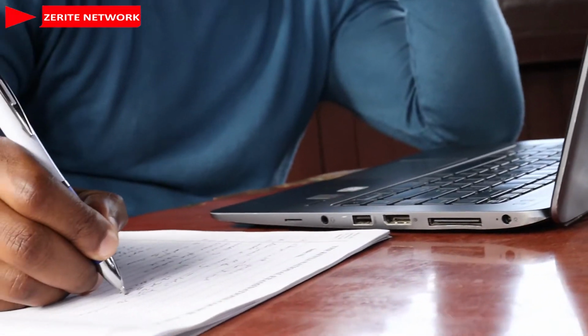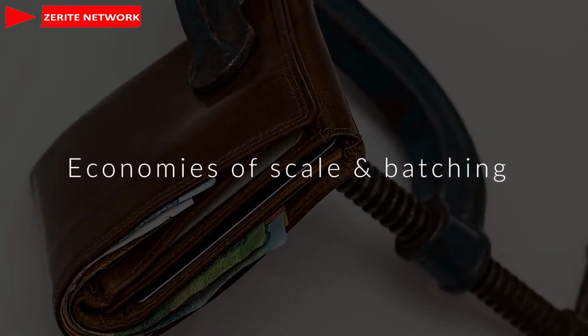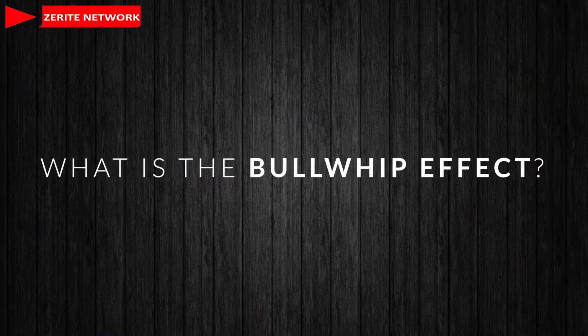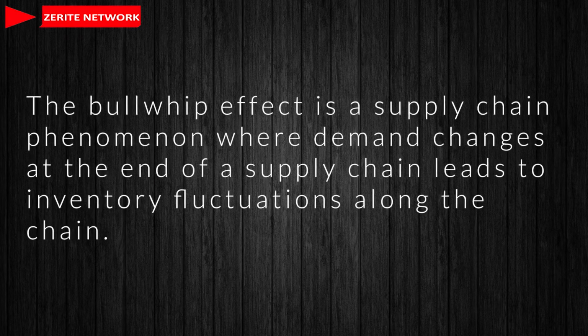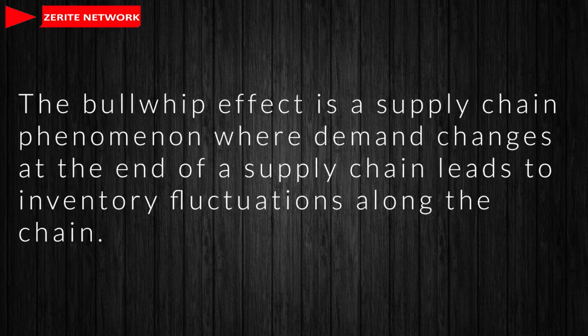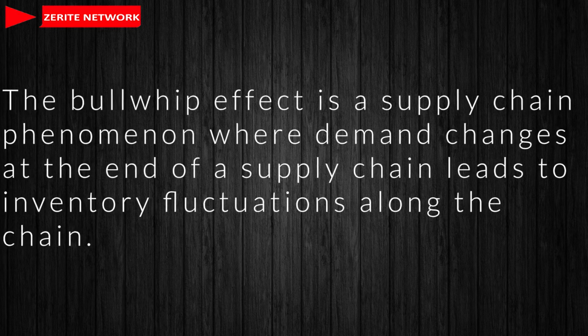You need to understand that there is a negative side to both the economies of scale and batching, and that is referred to as the bullwhip effect. What is the bullwhip effect? The bullwhip effect is a supply chain phenomenon where demand changes at the end of the supply chain lead to inventory fluctuations along the chain.